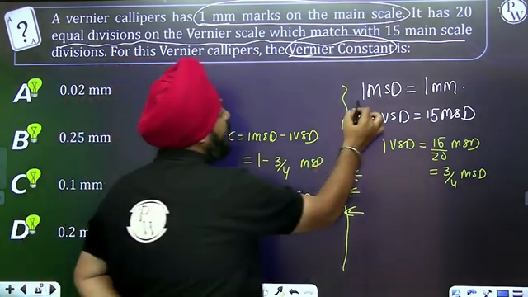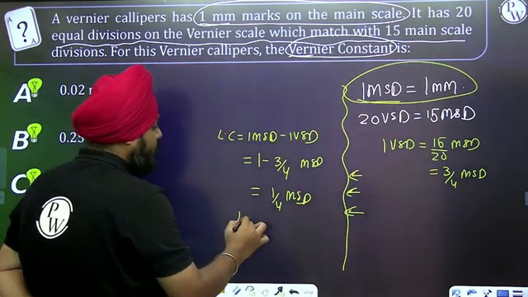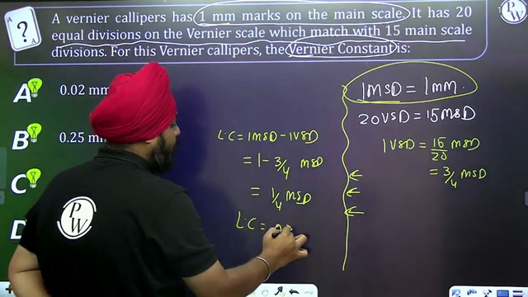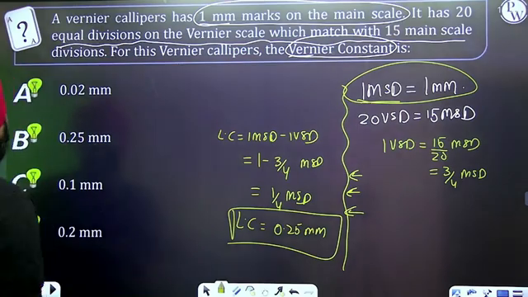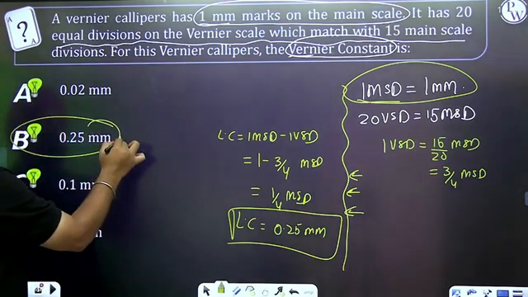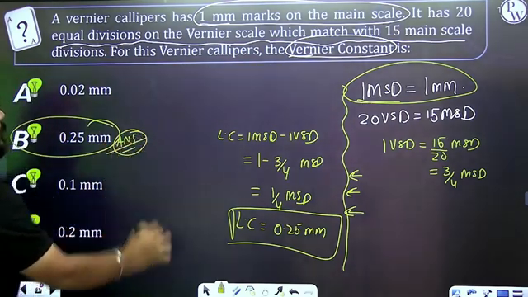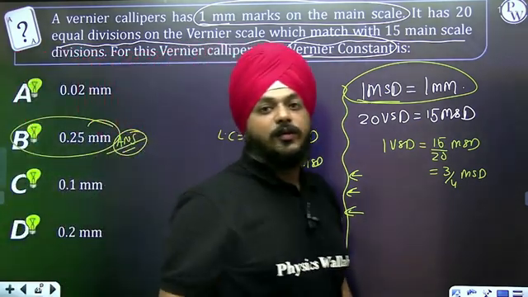Now one main scale division is 1 mm, right? So the least count is going to come out as 0.25 mm. B is the perfect answer for this specific question.